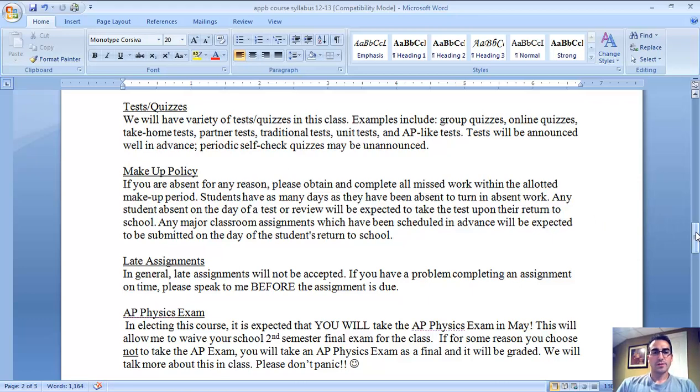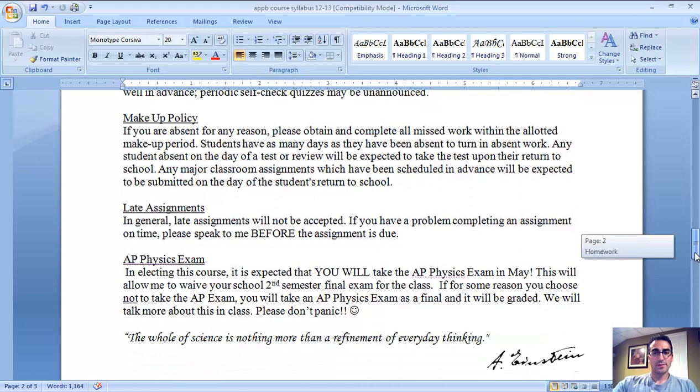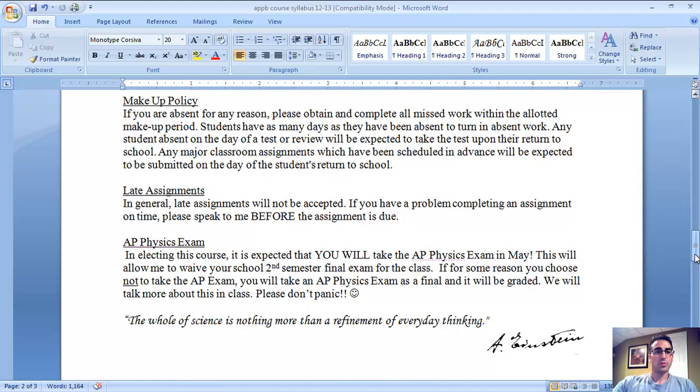For tests and quizzes, I give a lot of variety of tests and quizzes for AP Physics. Most of the time I just give a unit test that will incorporate either several units or several parts of one unit. And sometimes I give check quizzes, which are pop quizzes, or I'll let you know in advance. So there's a variety of ways that I'm going to assess you, and just be ready and make sure you're doing your homework every day.